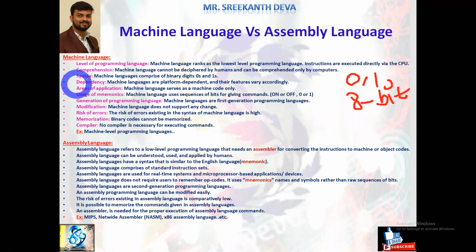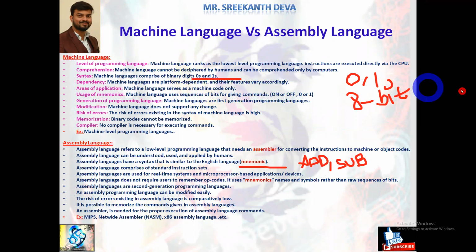mnemonics. Coming to the syntax, machine languages comprise binary digits, zeros and ones. But assembly language has a syntax similar to the English language, represented by mnemonics. Instead of giving instructions completely at machine level, here we give intermediate level instructions like add, load, subtraction, multiplication. We give them in the form of mnemonics.